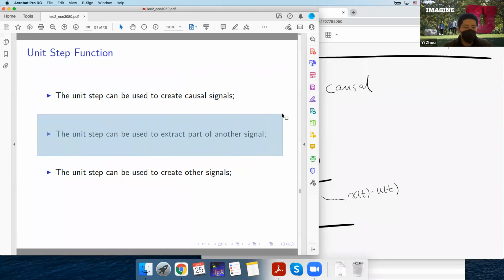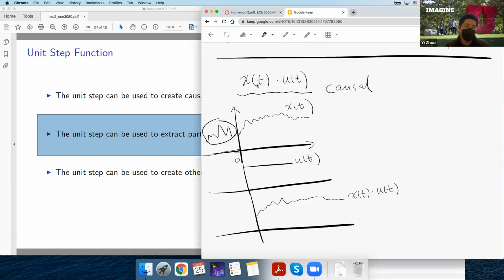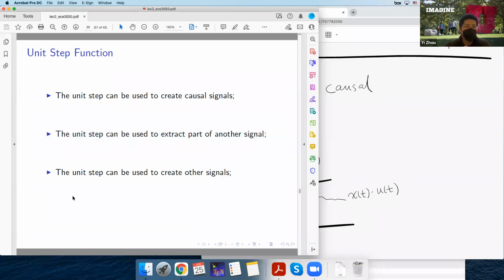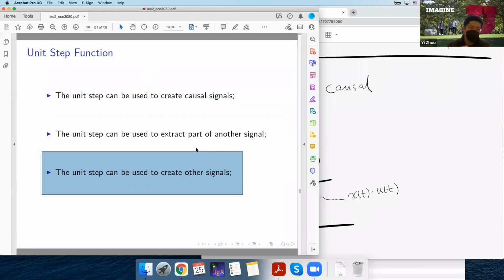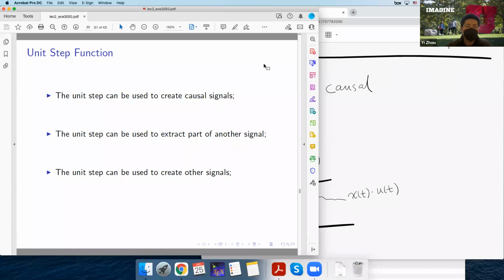And also the unit step function can be used to extract part of another signal. We will see one example right in the next slide. But as you can see in the first item, by multiplying any signal with u(t), we are basically extracting only the signal in the positive domain. And moreover, in the following slides, we will see many other special signals can be created by the unit step signal. Okay, so let's see some further applications of this signal.